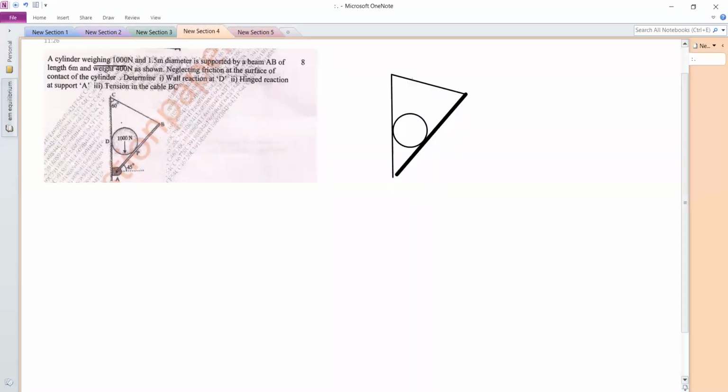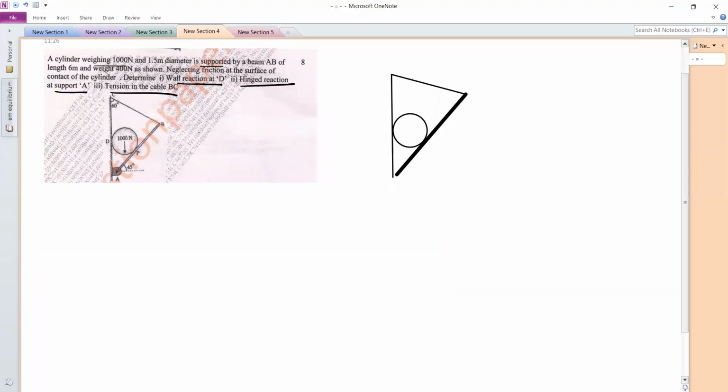Okay, now refer to the next problem. A cylinder weighing 1000 Newton and 1.5 meter diameter is supported by the beam AB of length 6 meter. So AB is 6 meter. Weight is 400 Newton, so for the beam, weight is 400. Neglecting the friction at the surface of contact of the cylinder, determine the wall reaction at D, hinge reaction at A, and the tension in the cable BC.